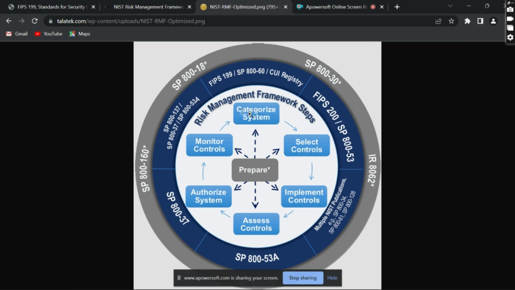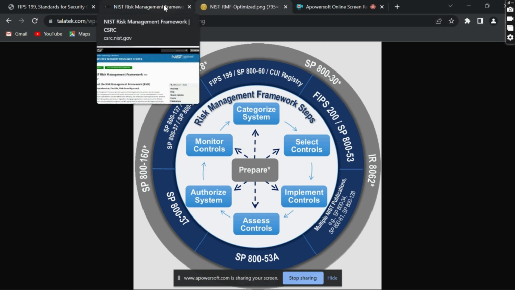So let's talk about the categorization of the system today. And next time, we will talk about selection of the controls.